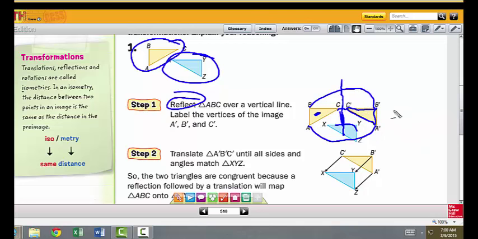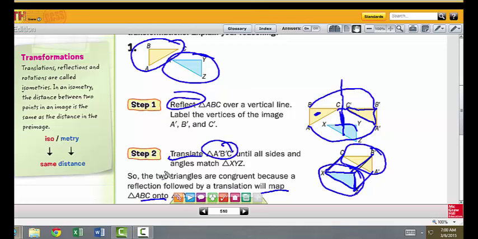So the next step we would take would be to do a translation. We can move C prime right over to X. We could move B prime to Y and A prime to Z, and if we did that physically, you would see that the yellow triangle would map right over the top of this, and it would match up perfectly, and we call that mapping onto. So we could map A prime, B prime, C prime, this triangle, onto this triangle here, and that's the way we refer to it, map onto. And once we prove that, we have proved congruence.